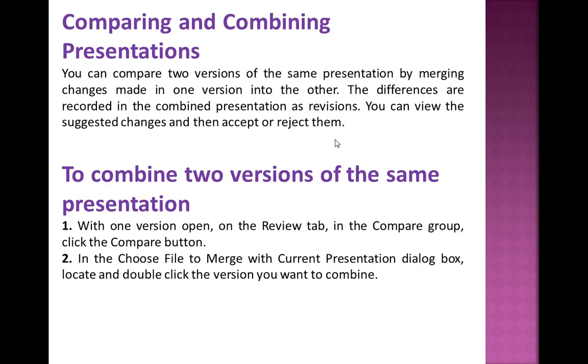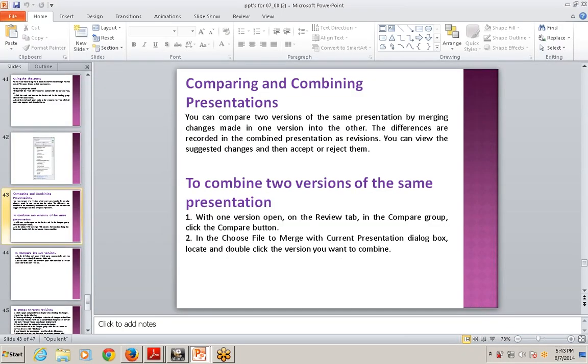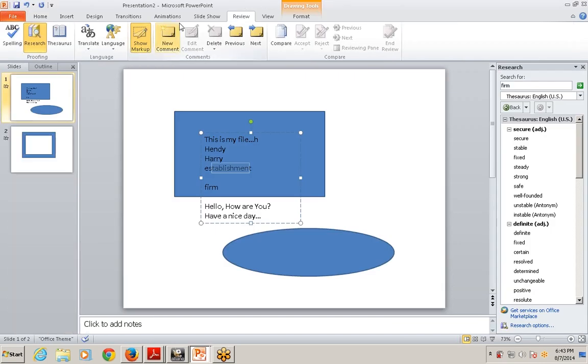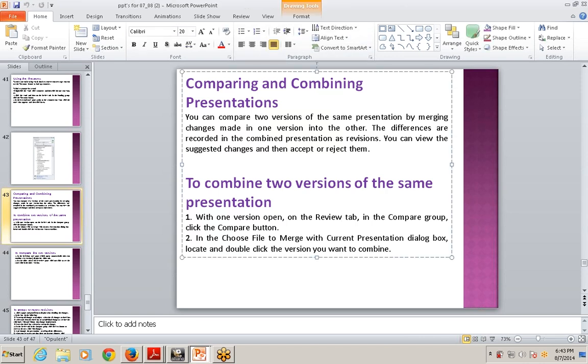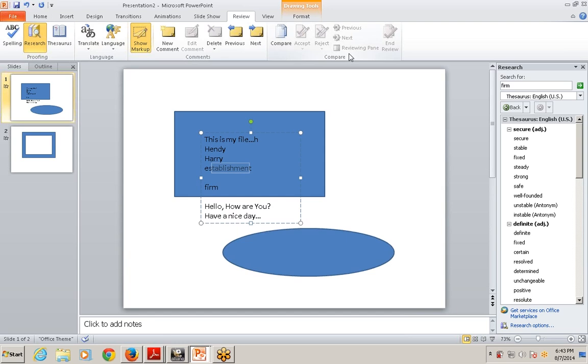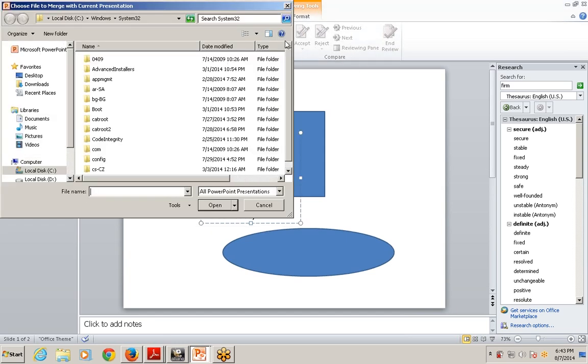First of all, let's see how to compare. Simply, this says go to the review tab. Click on the compare group. This is the compare group. Click on the compare button.